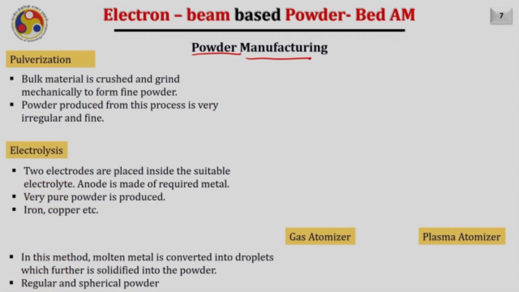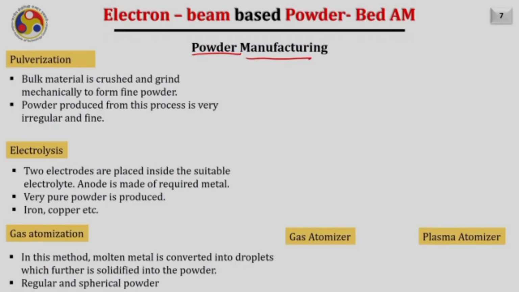The next method is the electrolysis method. In this method, two electrodes are placed into a suitable electrolyte and the anode is made of the required material. Then very pure powder is produced by this process and the powder particles get deposited onto the cathode. This method is very slow and of course usually used to get very pure powder particles which is required in some cases like of iron and copper.